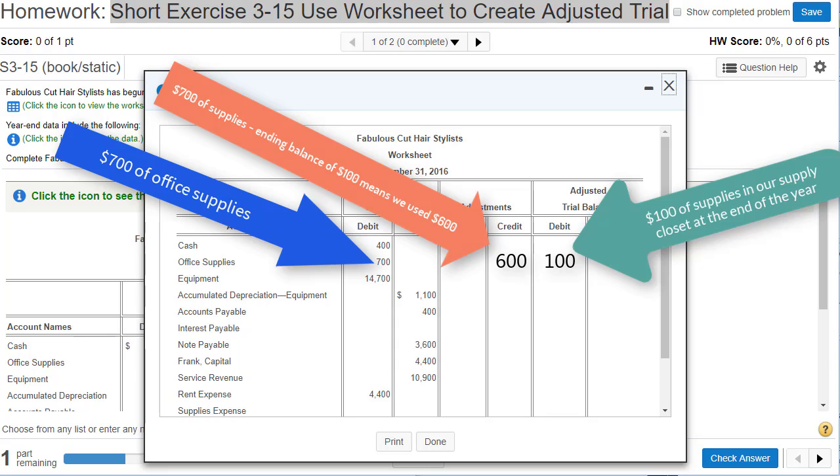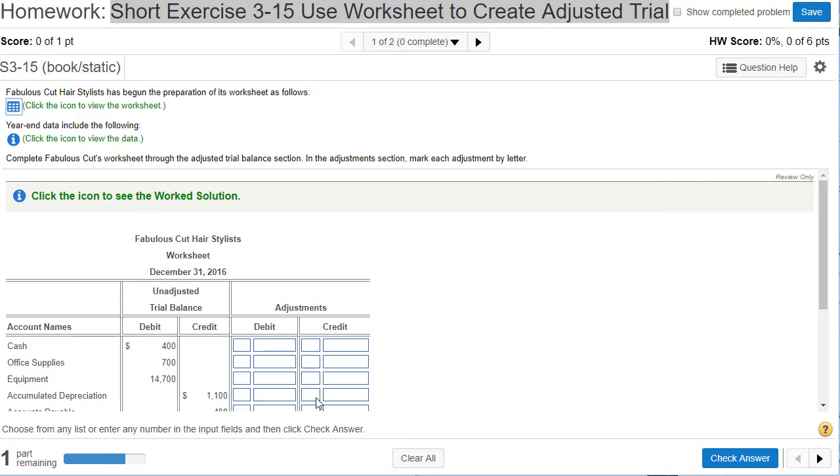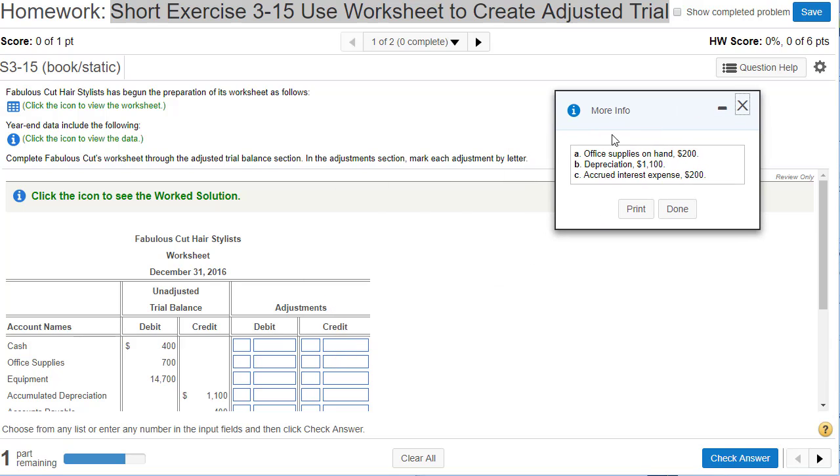So this worksheet makes recording the adjusting entries easier than using individual T accounts. Also, later we find out that the worksheet is used to help us prepare our financial statements, like the income statement and balance sheet. So to do the problem, we don't have to have this open because it's showing the first two sets of columns down here. So here's our year-end data we're going to use to do our adjustments.